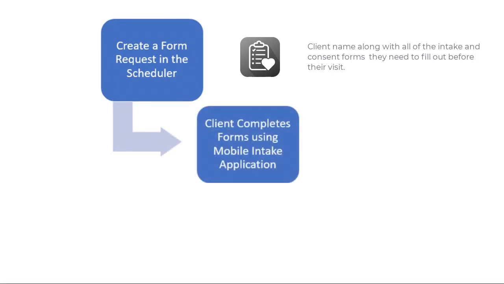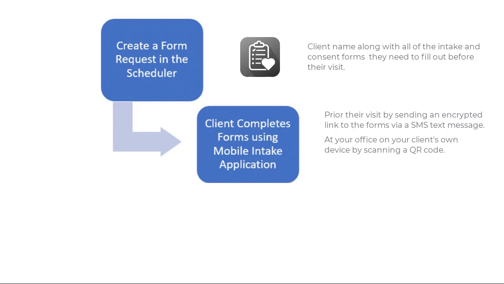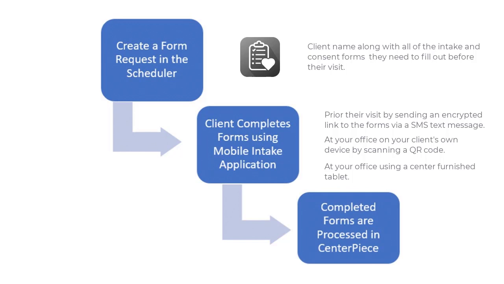Next, your client will securely complete the digital forms in one of three ways. One, they can be completed prior to their visit by sending an encrypted link to the forms via an SMS text message. Two, they can be completed at your office on your client's own device by scanning a QR code. And three, they can be completed at your office using a center-furnished tablet. Once completed, the forms are returned to you where they can be reviewed, processed, and added directly to the client file, all without any additional data entry and without the use of paper.